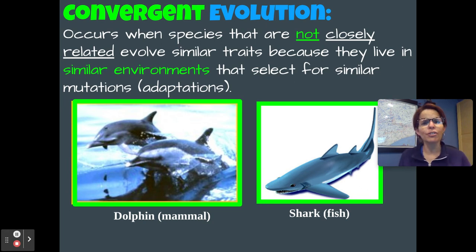So convergent evolution occurs when species that are not closely related evolve similar traits because they live in similar environments that select for similar mutations. So it's best to be streamlined and to have this kind of streamlined shape if you're going to live underwater. So the dolphins, they would have been related to mammals that probably had 4 legs.